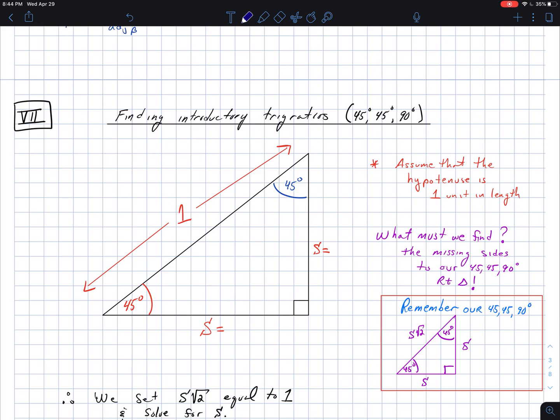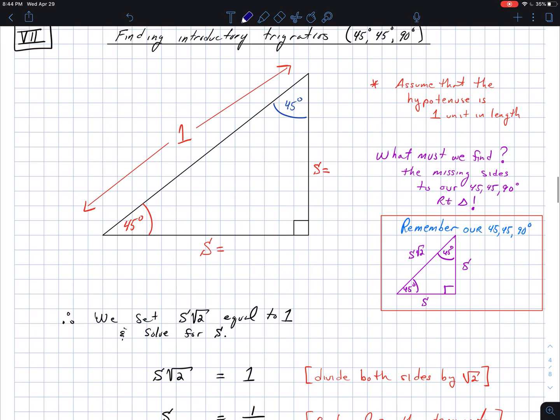So in purple here it says, what must we find? Well, the obvious thing is we must find the missing sides of our 45, 45, 90. It's a special right triangle. And in the red box that we have down over here, I reminded you about the essence of our triangle. The relationship is S root 2.